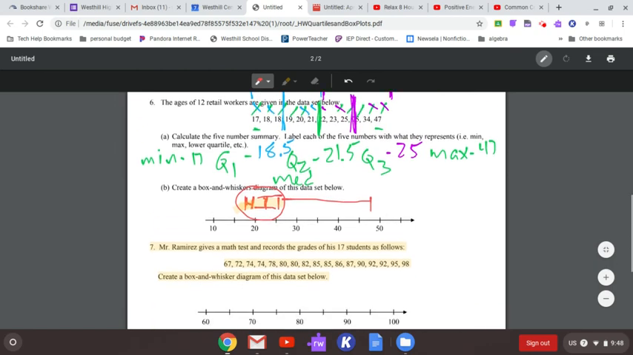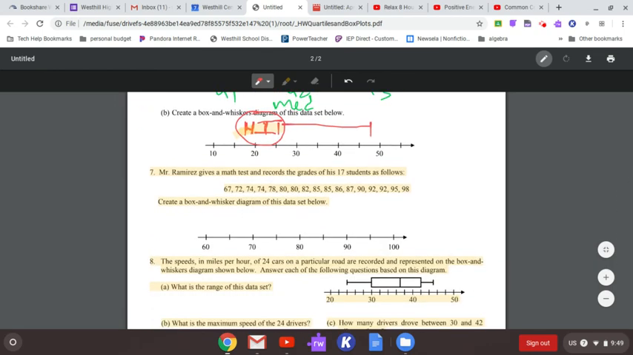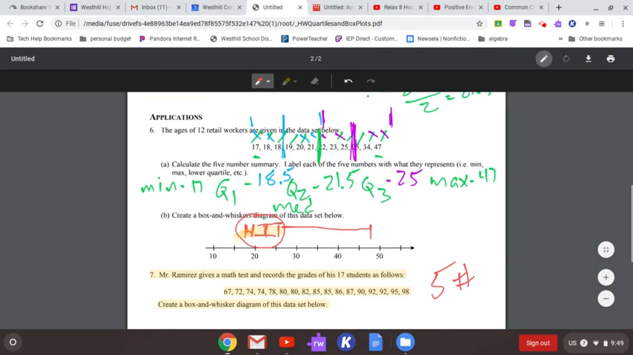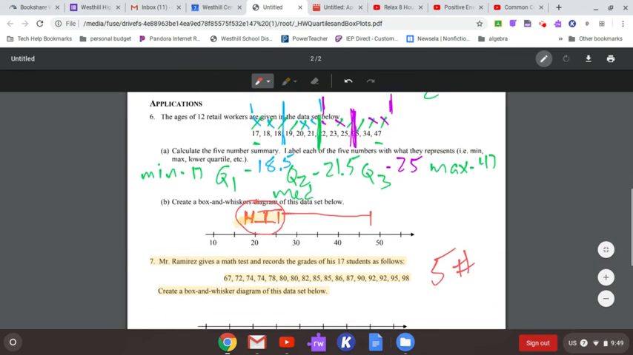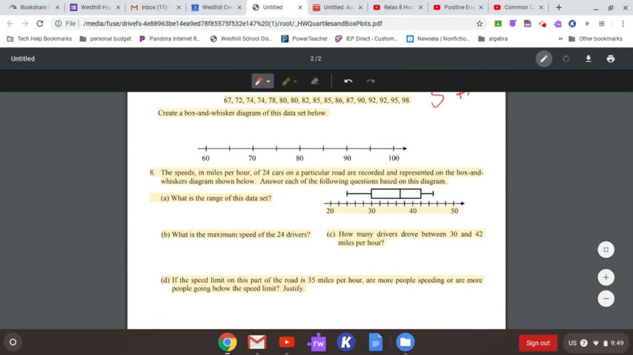Number 7 is basically just doing the same thing. They give you the data. It's already in ascending order. So go find the 5 numbers you need, which are the min, Q1, Q2, Q3, and max. And then for number 8, go through and answer the questions. Remember, range is max minus min. Here, you're just going to find the maximum speed.